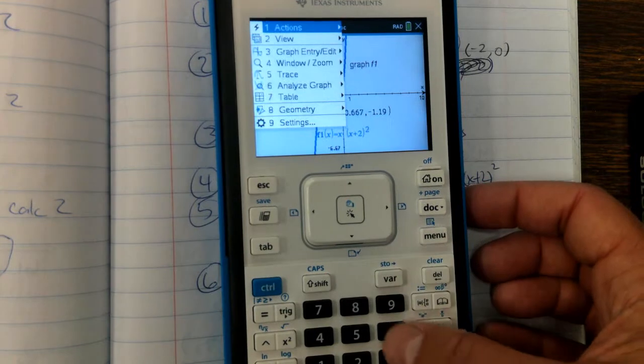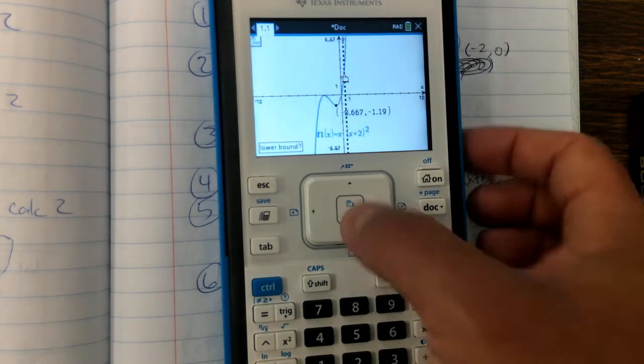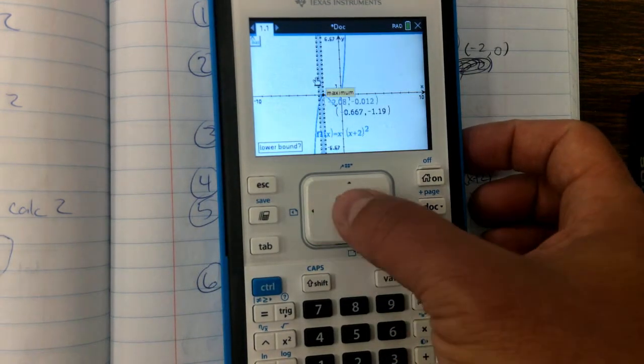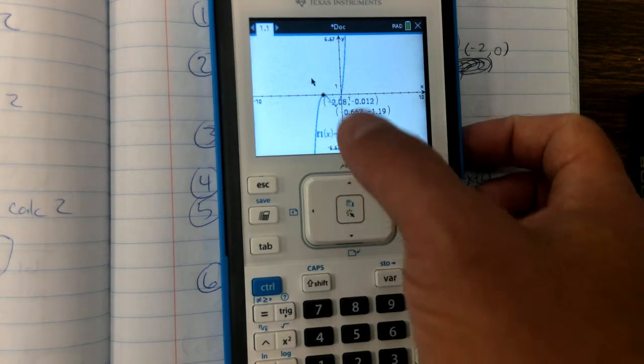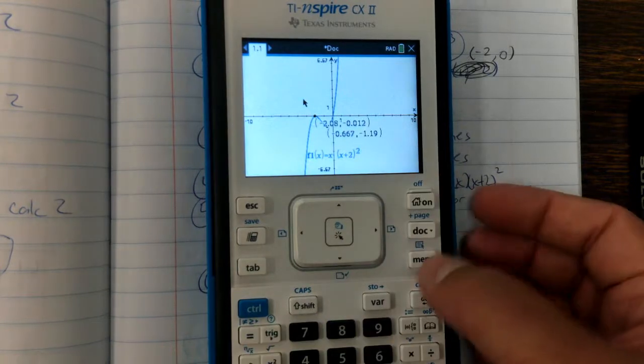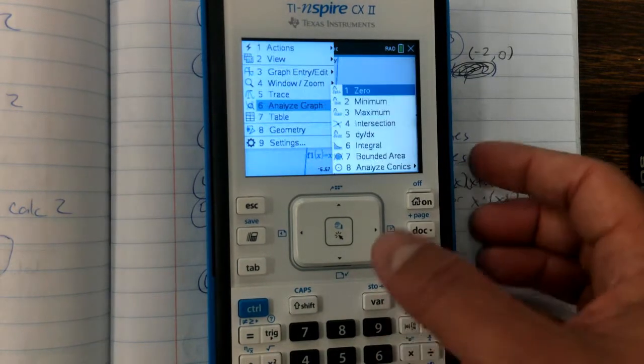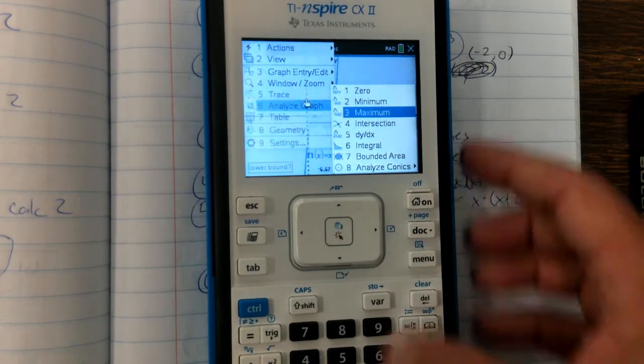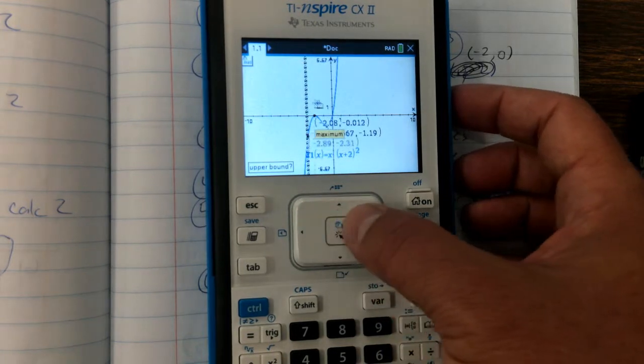And for the maximums, you go between here and here, which is negative 2.08. Wait, let me do that one more time, because I think on the maximum it went on its own before I wanted it to. There and there.